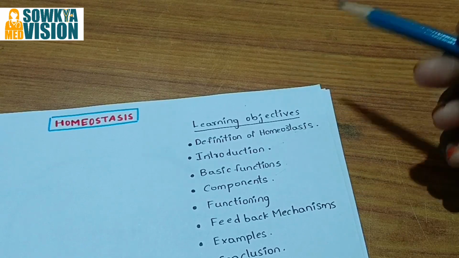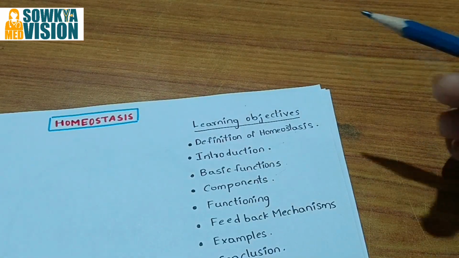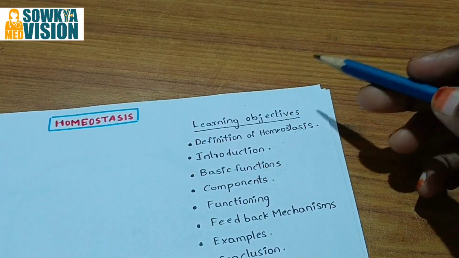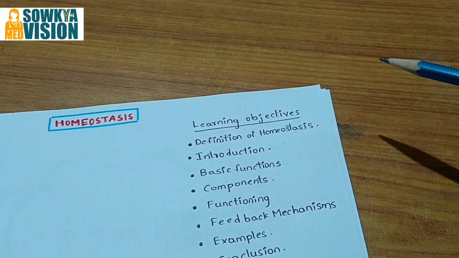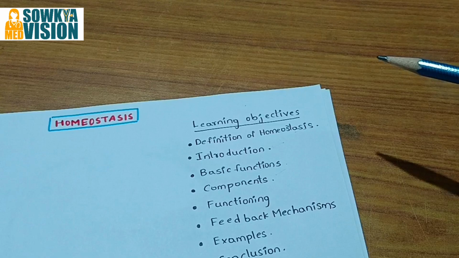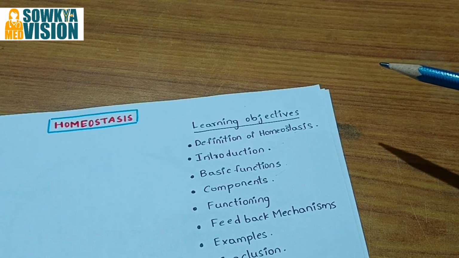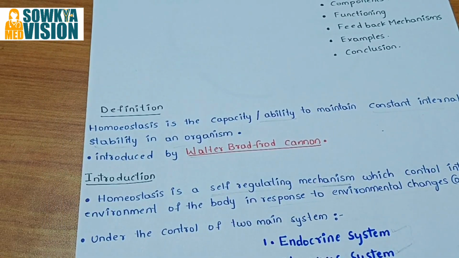It will be asked for 5 marks, as a short answer or a long answer, and we will discuss homeostasis under different headings: the definition, introduction, basic functions of homeostasis, components involved in homeostasis, feedback mechanism with examples, and ending with the conclusion. Let's see the definition of homeostasis.